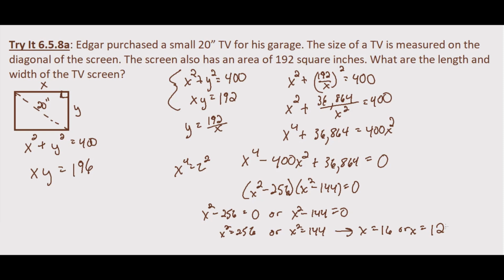Now, what that also means essentially is that y is 12. If we're looking at y as being the width, it just happens to be that we solve for either one just by solving for x because of the way that we set up the problem. So that means that the length of the television screen is 16 inches, and the width is 12 inches.